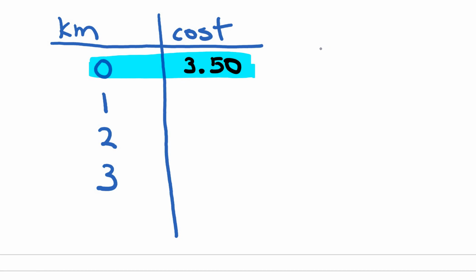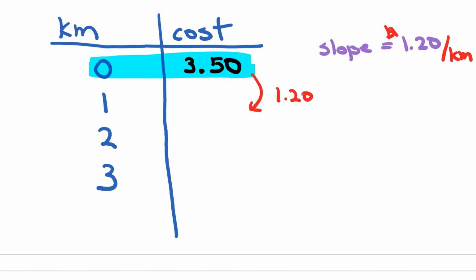And I know that the slope was $1.20 per kilometer, right? So every kilometer we add another $1.20. If I drive 1 kilometer, we would add $1.20. For sure, we need to find the domain and range, but it might help to construct this table first, because the domain and range is essentially what the table is.